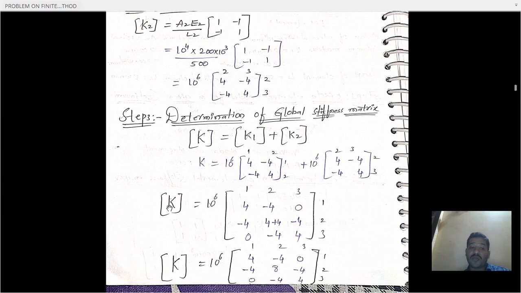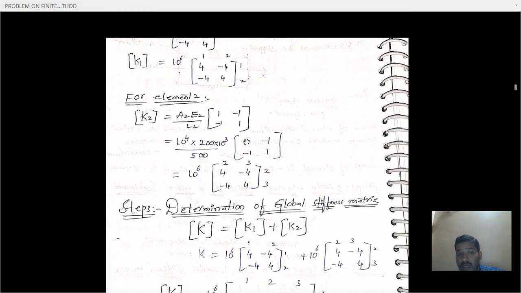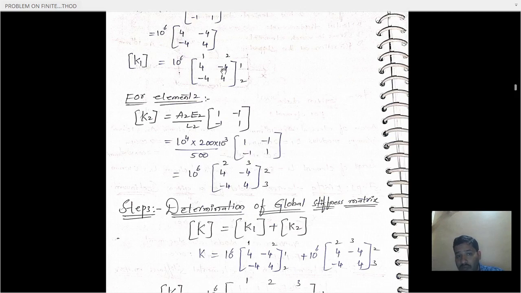After that, what do we need to find out? Step 3, determination of the global stiffness matrix. K is equal to K1 plus K2. K1 value is 10 power of 6 times [4 -4; -4 4], and we present the nodes above as 1 2, 1 2. Plus K2 value is 10 power of 6 times [4 -4; -4 4], and the nodes are 2 3, 2 3.